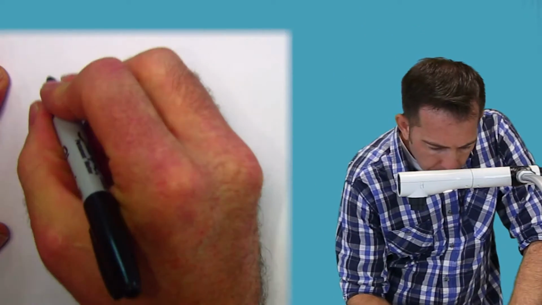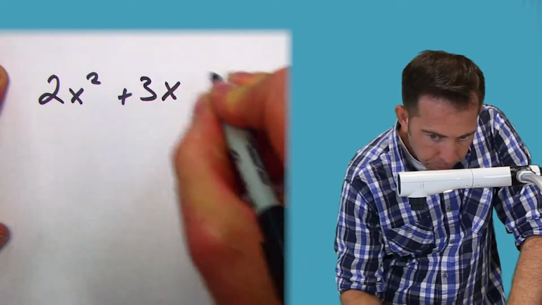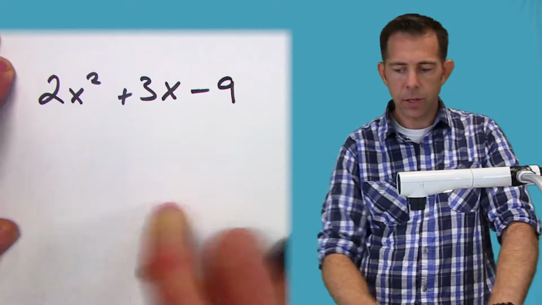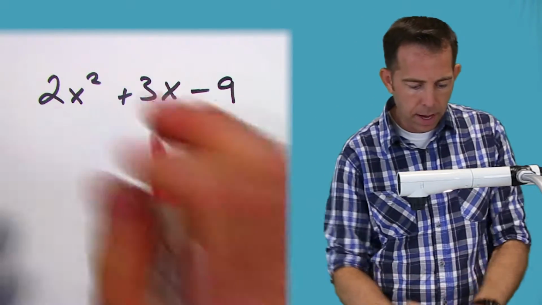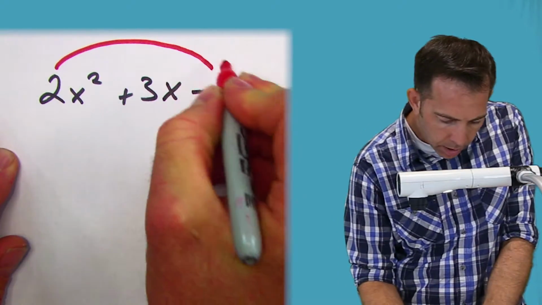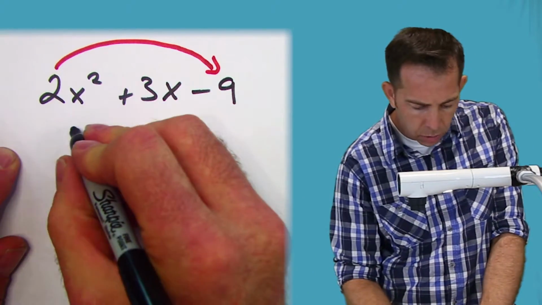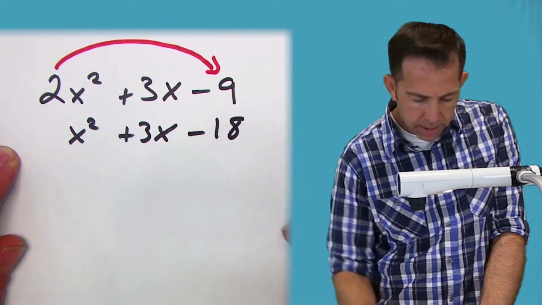Okay, so we're going to do another example just in case you kind of missed the flow of the first one. And so let me give you another quadratic with a leading coefficient other than 1. Okay, so again, the first step is that we're going to multiply our leading coefficient by the constant term, and we're going to rewrite the quadratic: x squared plus 3x minus 18.